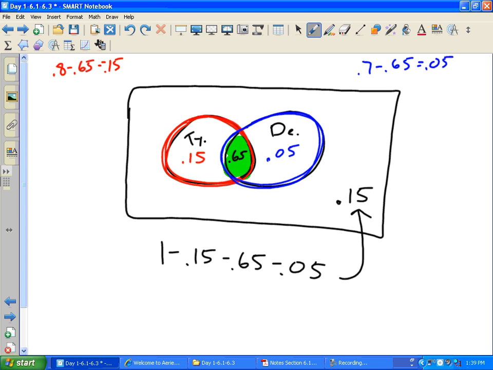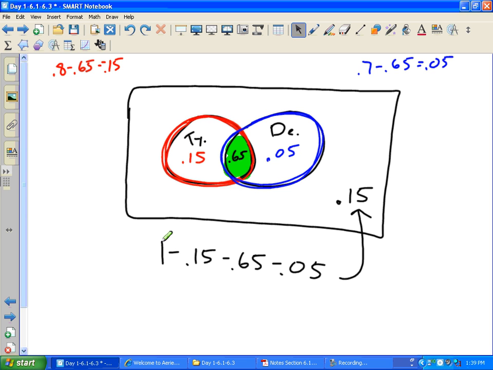So now that we have all the probabilities represented, basically taking some language and making it a picture that we comprehend. Any questions or clarifications getting that diagram?